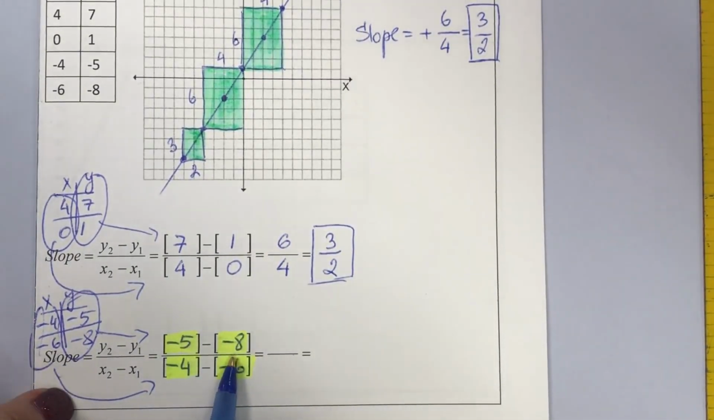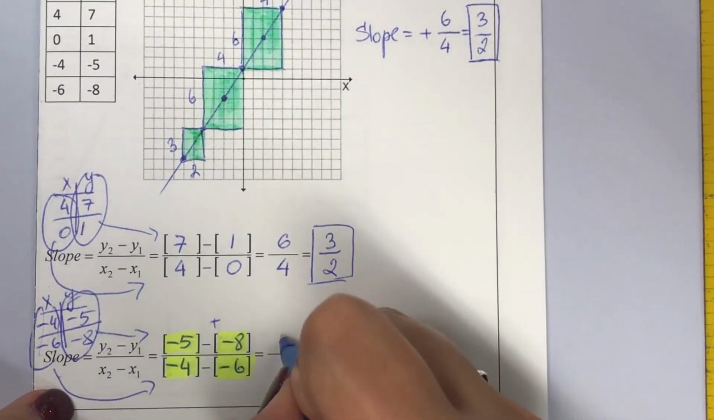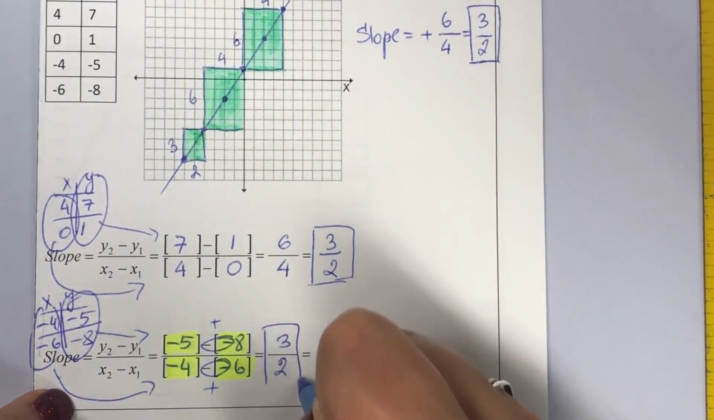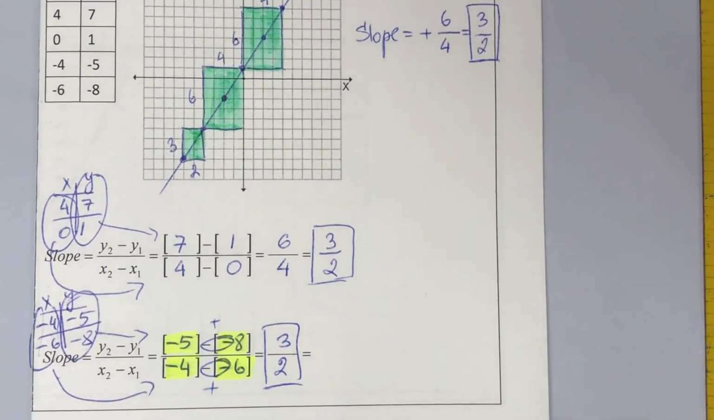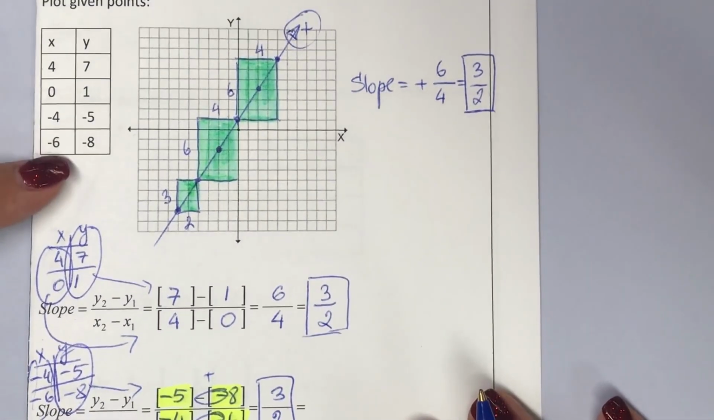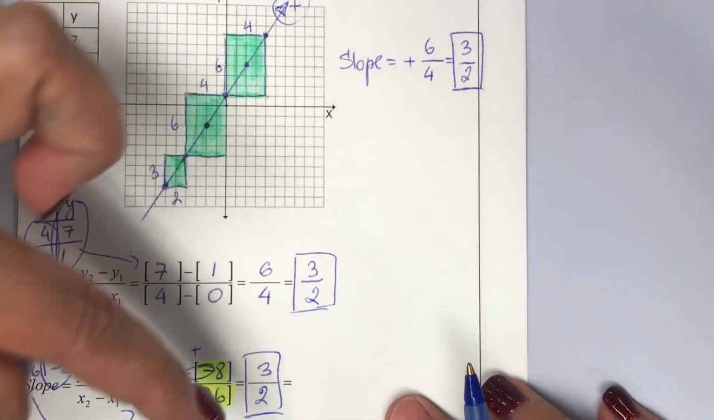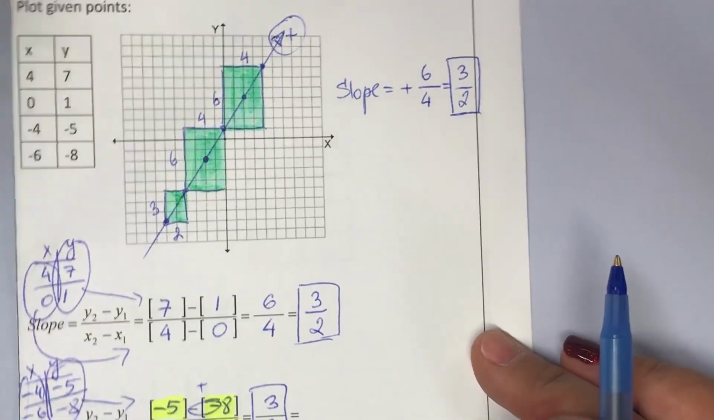-5 minus -8, that's -5 plus 8, which is 3. And -4 minus -6, which means -4 plus 6, that will be 2. So our slope is 3/2, positive, through calculations rather than looking at the line and seeing the ratio. Either way works. Let's see why the slope needs to be calculated both ways, either by graph or formula.